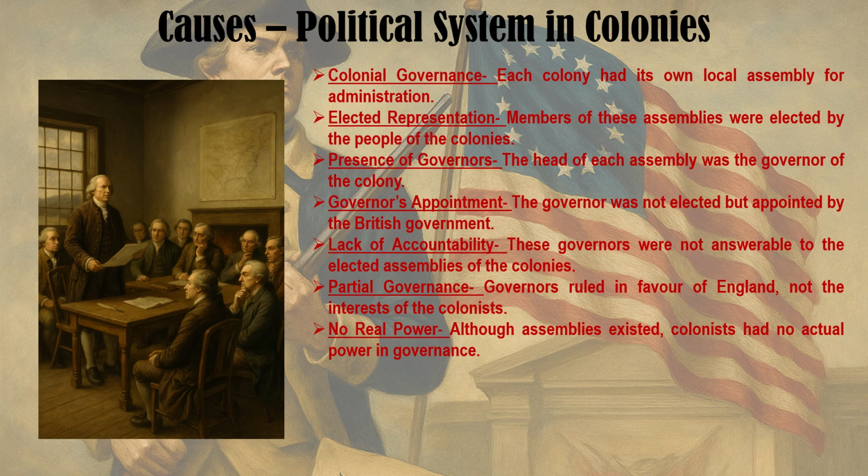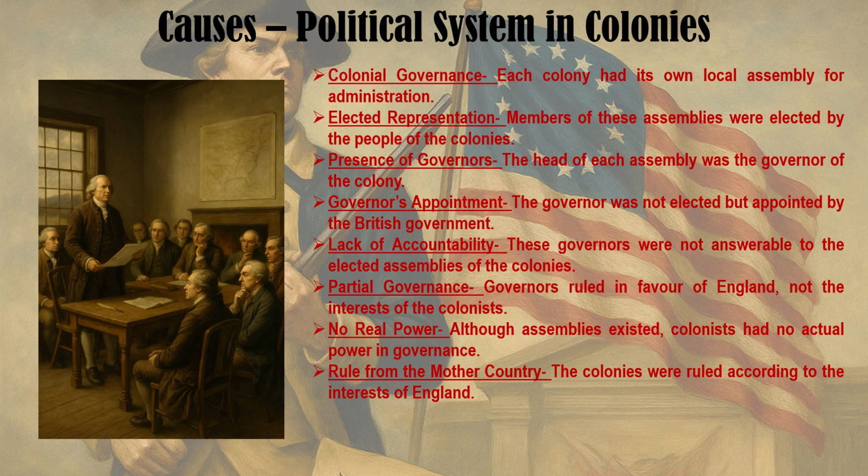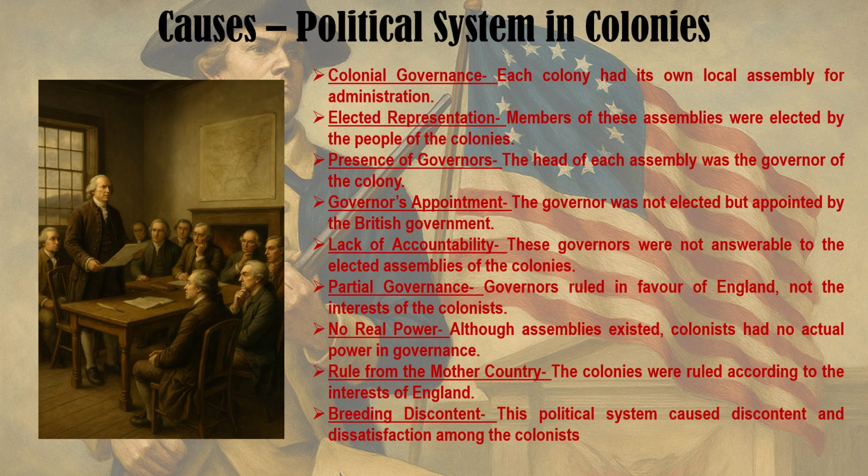So no real power. Although assemblies existed where there were representatives, the colonists had no actual power in governance. So their parliament or their assembly was only an honorary thing. They did not have any actual power. Rule from the mother country. The colonies were ruled according to the interests of England, and England never thought of how these people are living. England only thought of its own profit. This political system caused discontent and dissatisfaction among the colonies.